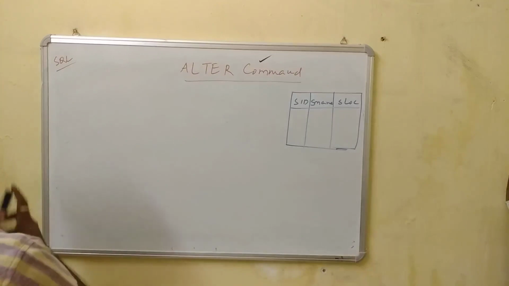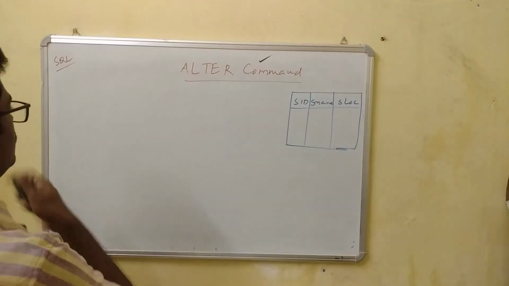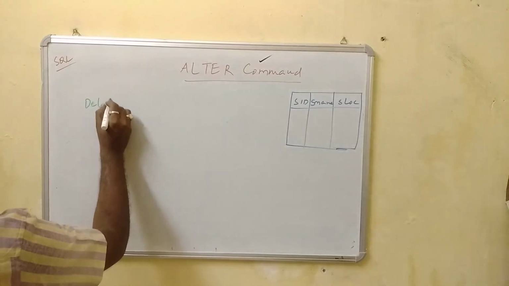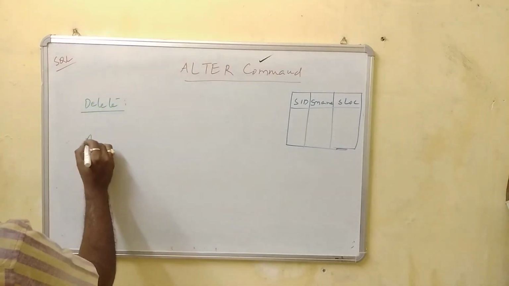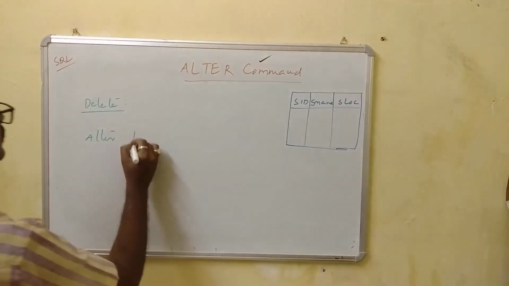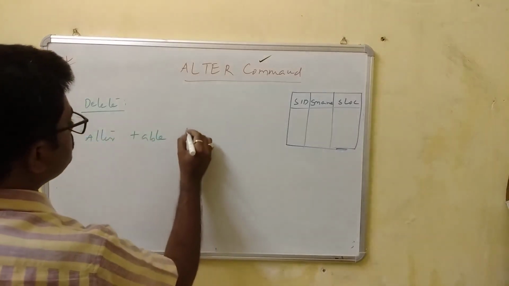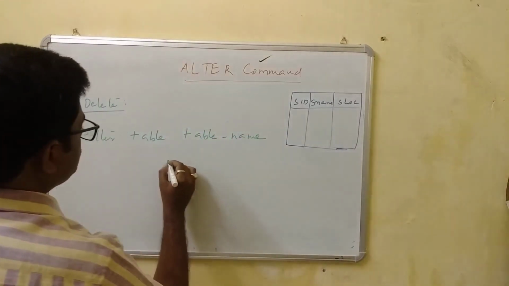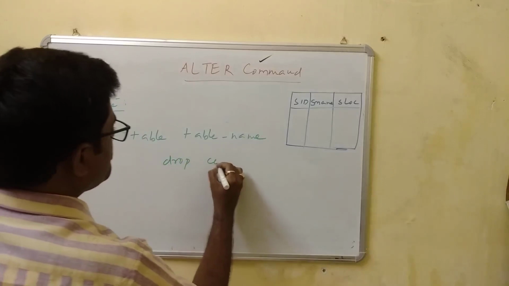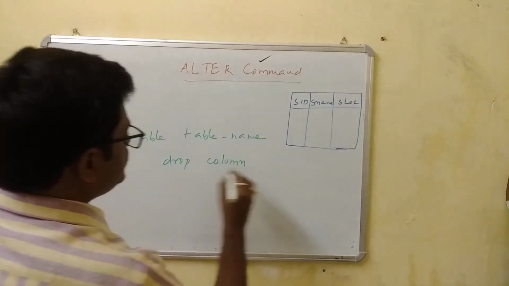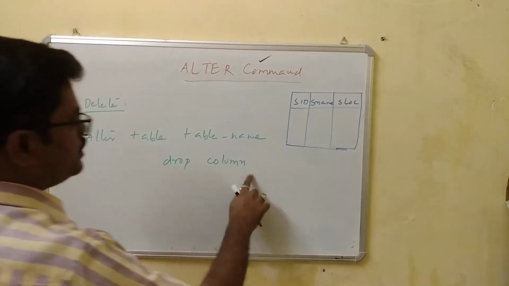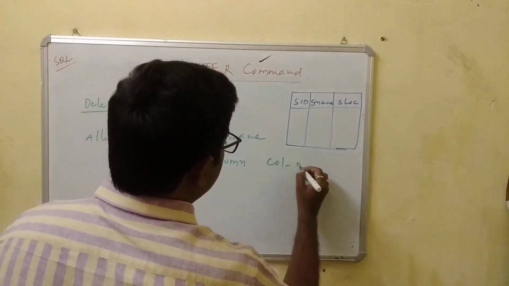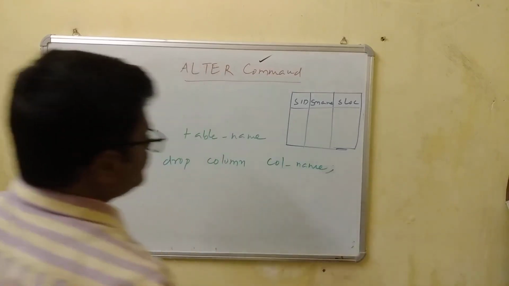Now take the third operation by using the alter command: deleting a column. For deleting, the syntax is alter table table name drop column. Here column is a keyword, it is not the column name. We need to write drop column, then whatever column name you want to delete.